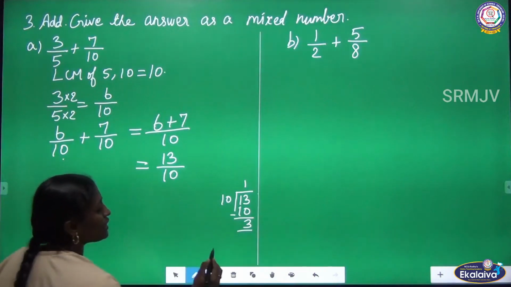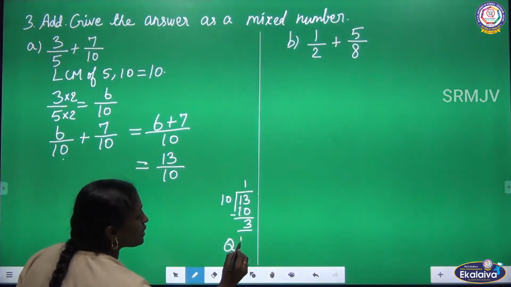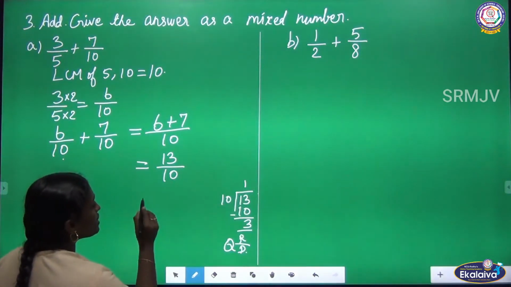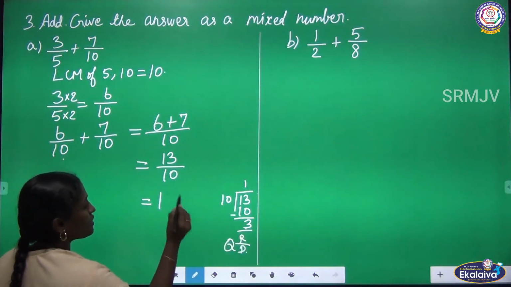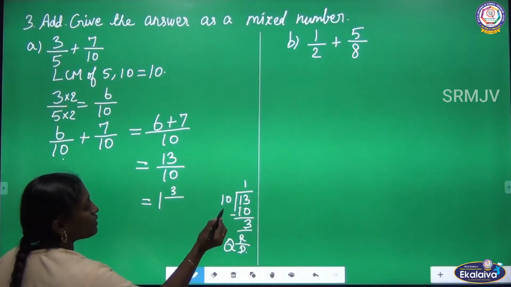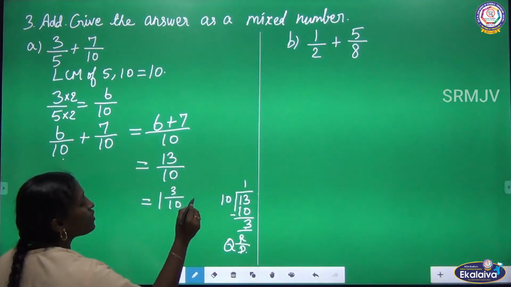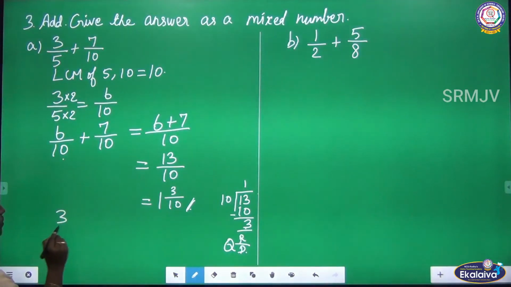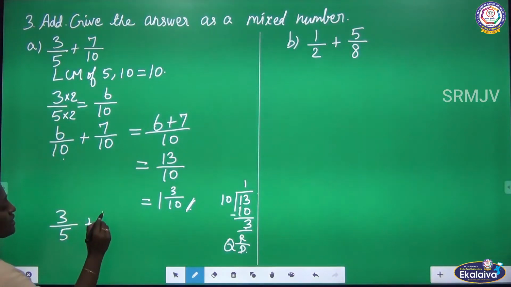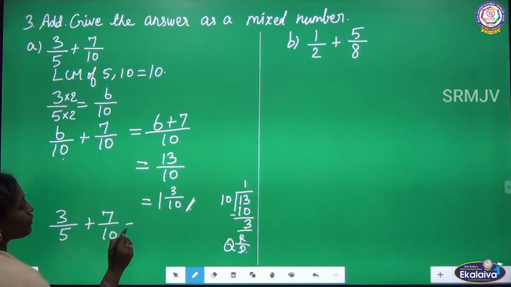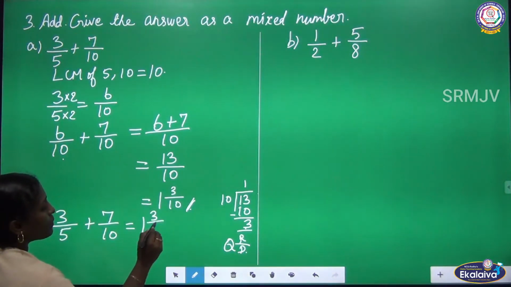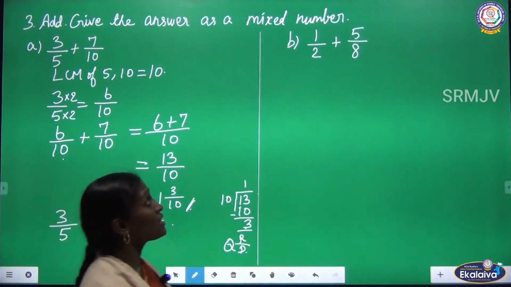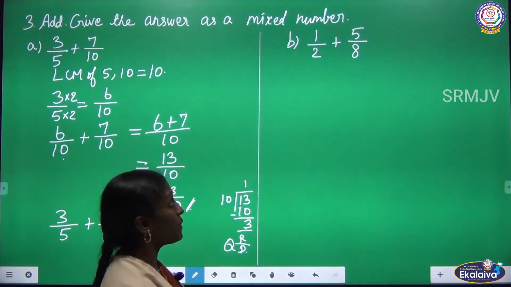So we have to write in the form of quotient, remainder by divisor. Okay, quotient is 1, remainder is 3, by the divisor is 10. So this is the mixed fraction. Okay, so 3 by 5 plus 7 by 10 is equal to 1 3 by 10. Is it clear, children? Then the next question, 1 by 2 plus 5 by 8.